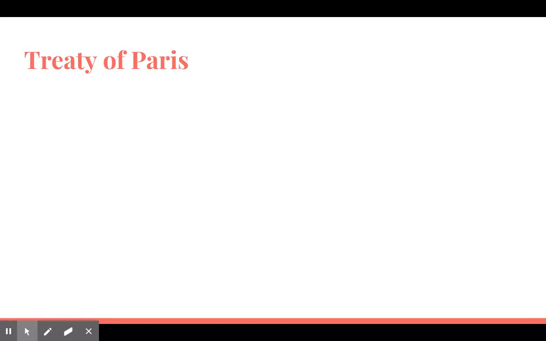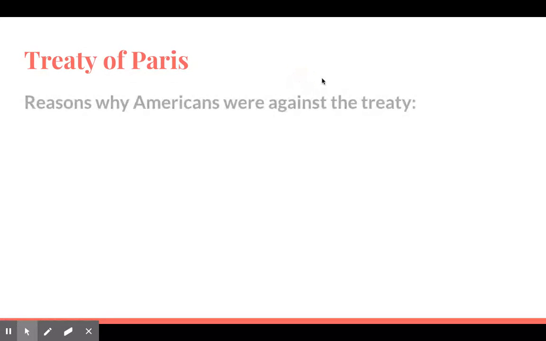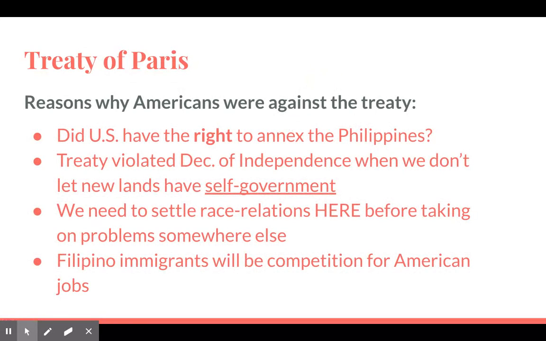Okay, Treaty of Paris. This is the treaty that ended the Spanish-American War. Basically, what it says is that Spain lost, America won, and Puerto Rico and Guam get moved over to America's annexation. So America gets those territories. But let me tell you the reasons why Americans were against this treaty. Make sure you get all of this down.